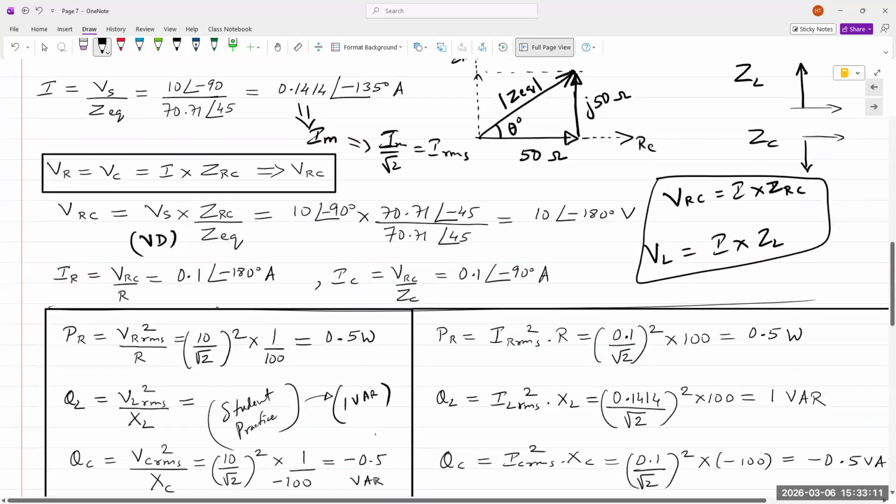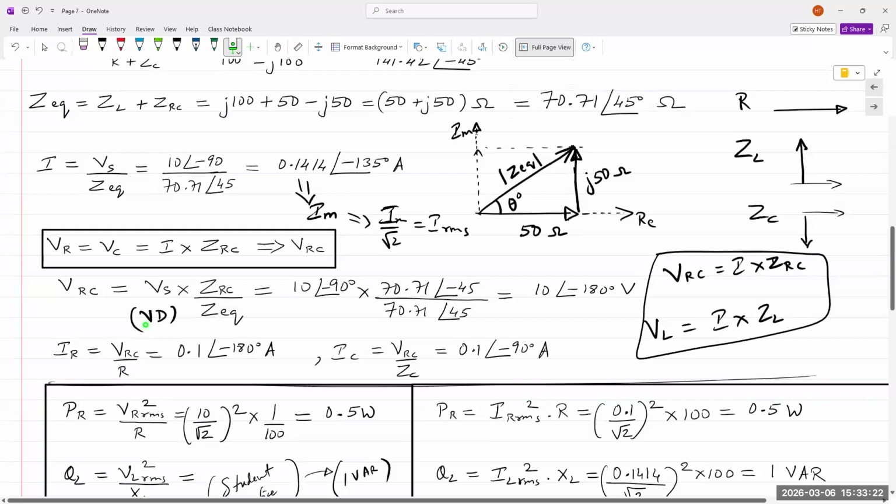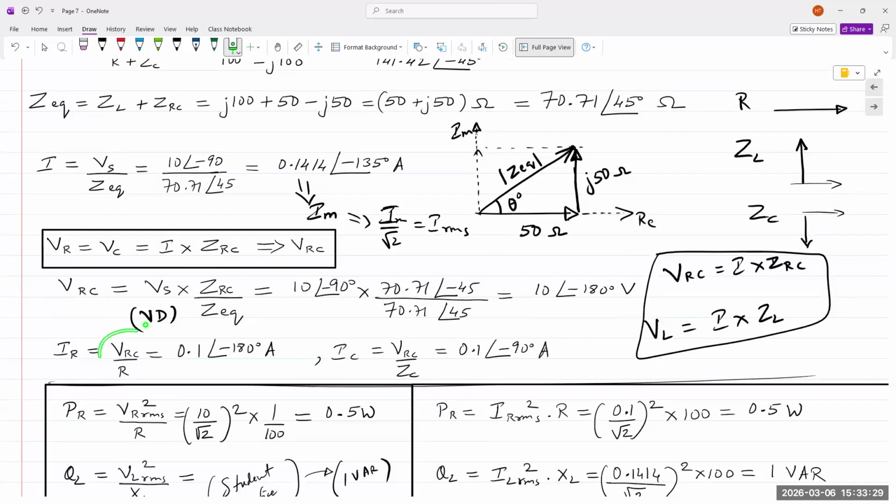How did I obtain? The question being asked is, how did I obtain which one? Oh, this one, VRMS and IRMS. I first found VRC from this division, and then I applied Ohm's law again. So IR and IC.